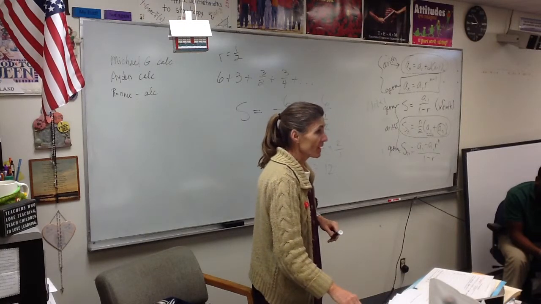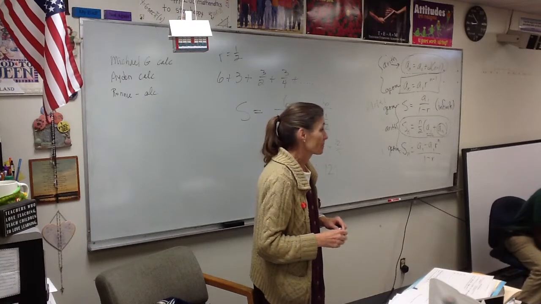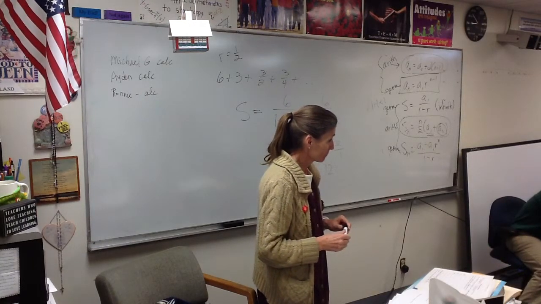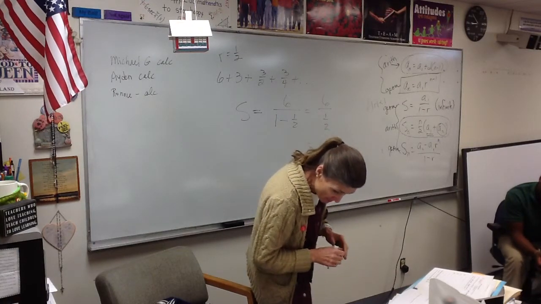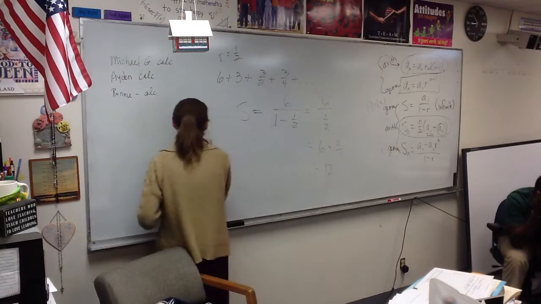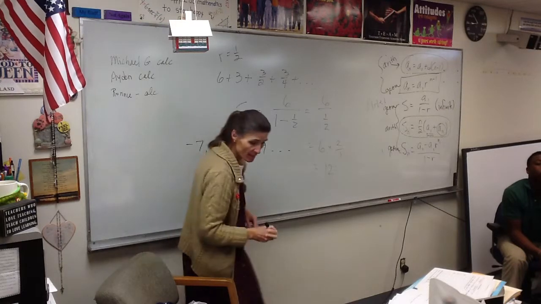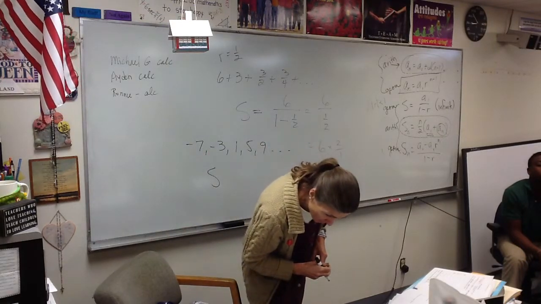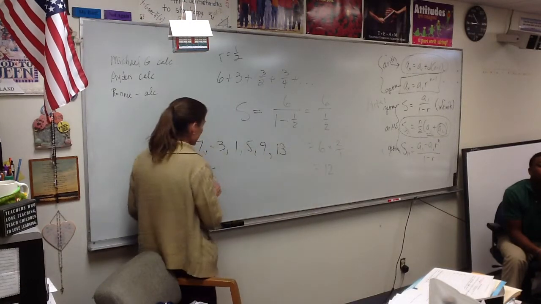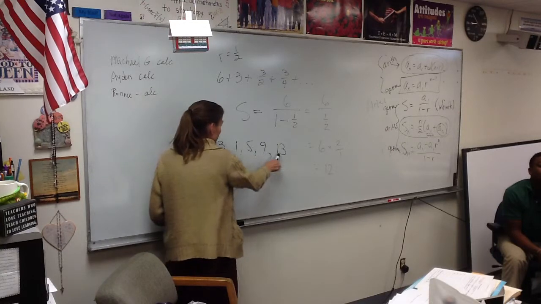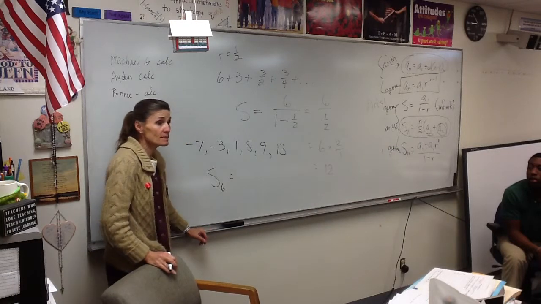Anybody else have a question about these really hard homework problems? Can you do number 7? Number 7. Find the sum. Negative 7, negative 3, 1, 5, 9. It says find the sum of how many? Just find the sum of what's there. So 13 is the last one. So how many terms is that? 1, 2, 3, 4, 5, 6. So I'm going to find the sum of 6 terms.